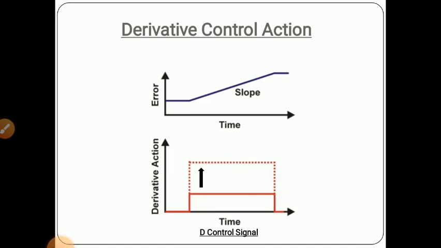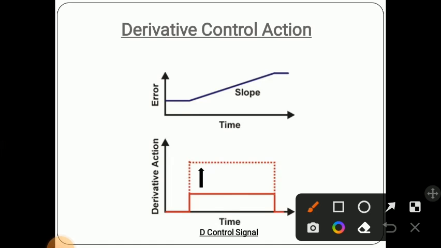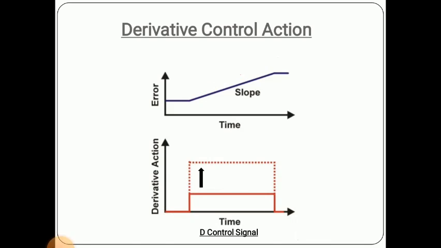So this is the diagram here. Here the error is changing, so you see the slope. The slope tells us whether the error is changing or not. Because of the slope we understand the error is changing, therefore it generates output for the same time period. So derivative action is generated when the error is changing. So this is the graph.